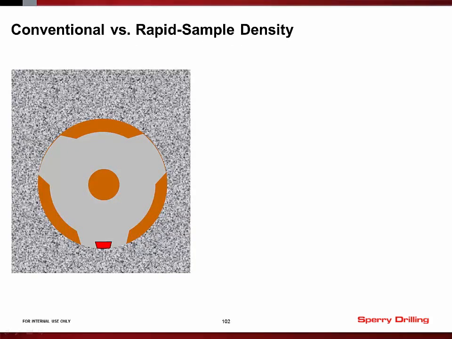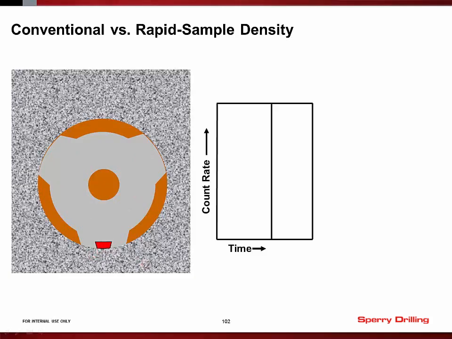Okay, so I'm going to explain now the difference between the conventional and the rapid sample data. I mentioned that we have 3 flavors: conventional, rapid sample, and azimuthal data that come from this tool. The conventional data is the simplest to understand, so I'll go through that one first. Let's assume that we have a tool in a borehole which is nice and circular, and the detector is mounted in one of the blades of this 3-bladed stabilizer. What we're going to do is look at the count rate from that detector as the tool rotates to see what impact the rotation has on the measurement.